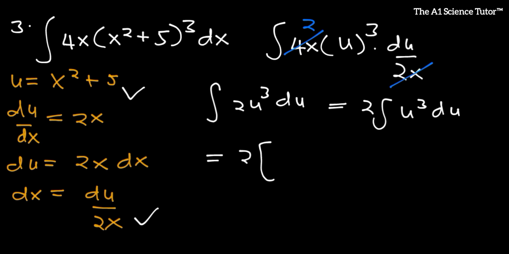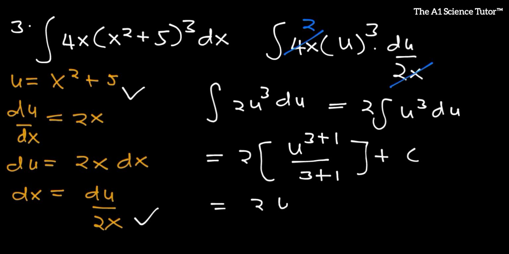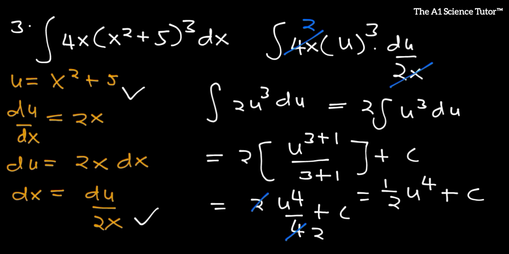Now that is going to be u to the third plus 1 divided by 3 plus 1. I'm just going to add a c there. Now 3 plus 1 should give us 4. So this is going to be 2u to the fourth divided by 4 plus c. Now we know that 2 into 4, that's going to be 2 times. So this should be something around 1 over 2 u to the fourth plus c.